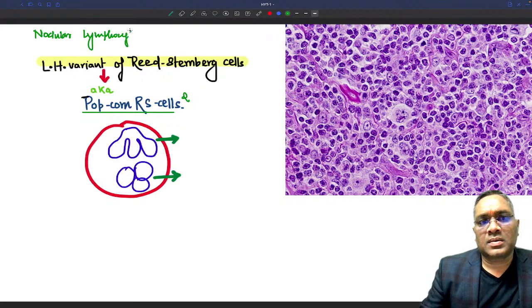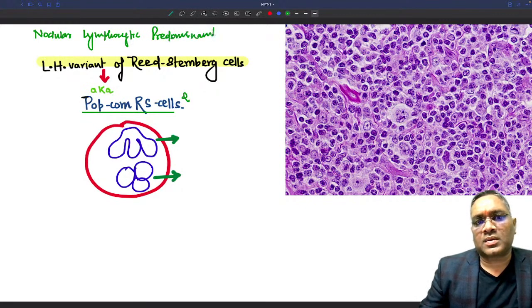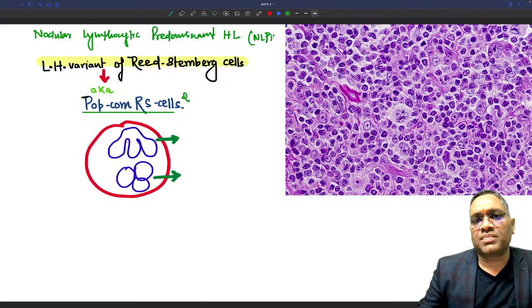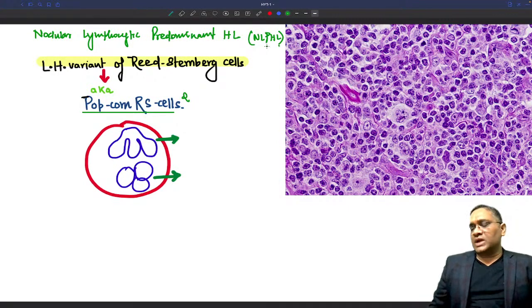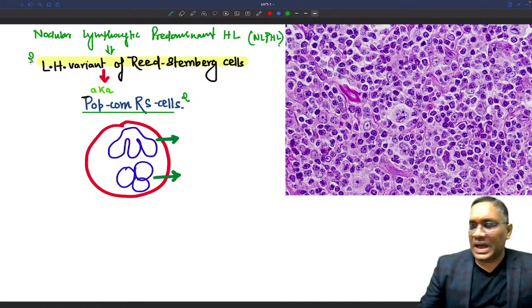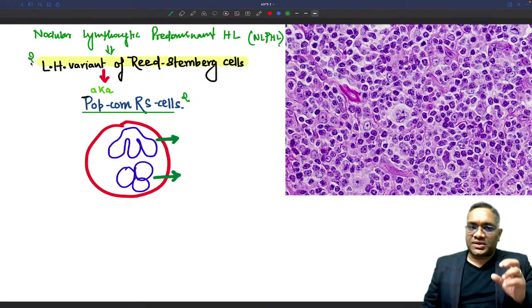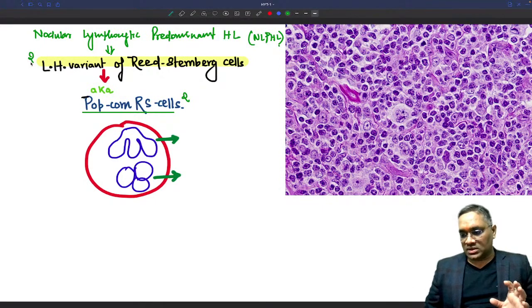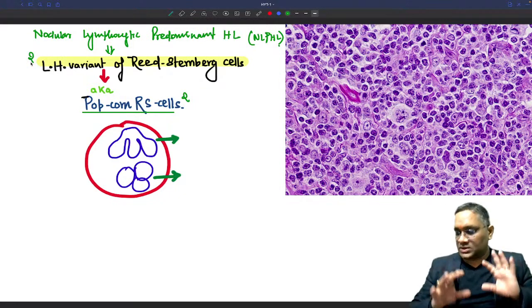lymphocytic, predominant Hodgkin's lymphoma, right? So in short, I will be writing NLPHL. So nodular lymphocytic predominant Hodgkin's lymphoma, what is the name of Reed-Sternberg cell? LH variant means lymphocyte histiocyte rich variant of Reed-Sternberg cell. That is the name, right?